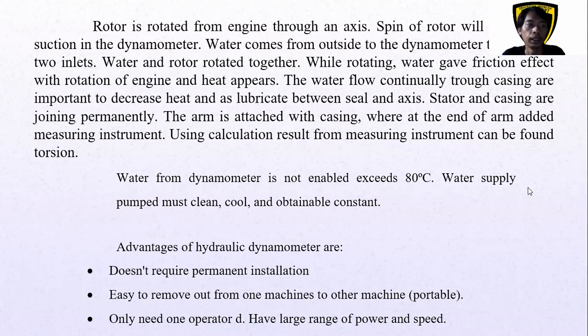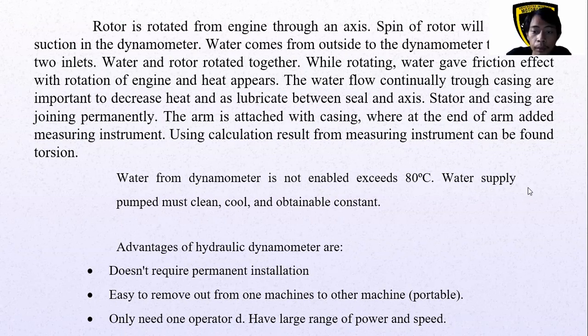Stator and casing are joined permanently. The arm is attached to the casing, where at the end of the arm a measuring instrument is fitted. Using the calculation result from the measuring instrument, the torsion can be found. Water from the dynamometer is not allowed to exceed 80 degrees Celsius. The water supply pump must be clean, cool, and constant.